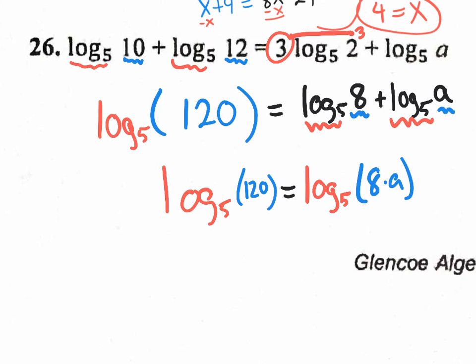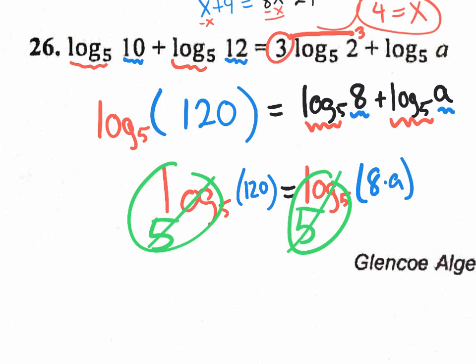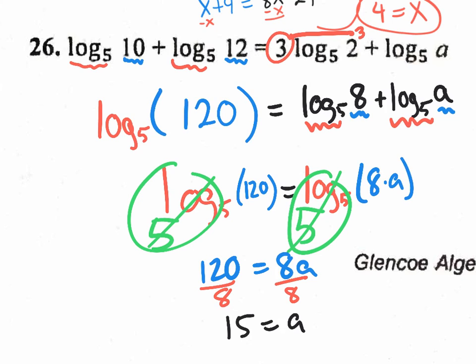You're going to raise both sides to become powers of base 5, which will eliminate both of those. You have the simple equation 120 equals 8a. If you divide both sides by 8, you end up with 15. Thank you. A equals 15, 15 equals a.